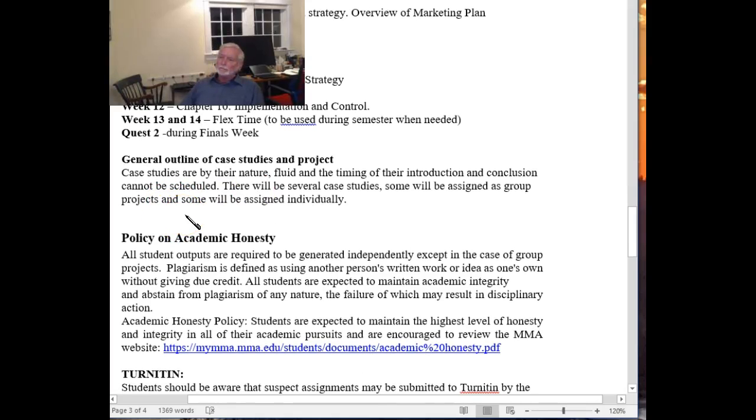Case studies are fluid, so the timing of the introduction I haven't put in this schedule because I'm going to gauge where you're all at, and we're going to choose to go forward with case studies as I understand where you're at for your understanding of what we're doing. I believe there'll probably be 3, though I put in here several, so I might make it 4 or 2, but I'm pretty sure there'll be 3 case studies. And some will be group projects and some will be assigned individually. So that's kind of the overall case studies and project setup.